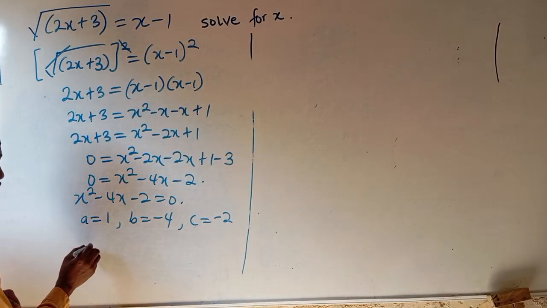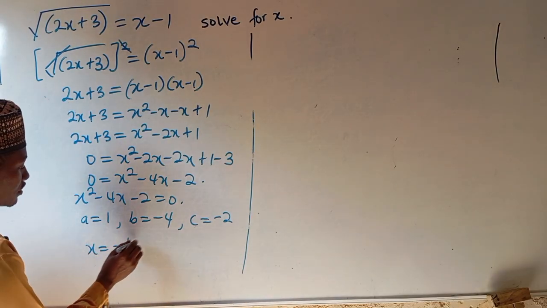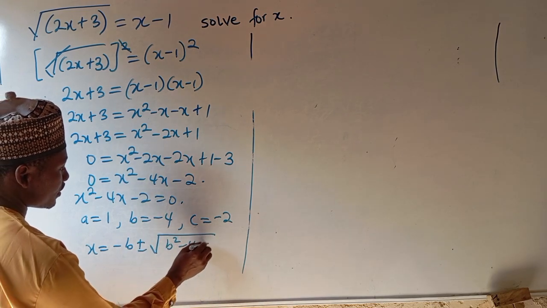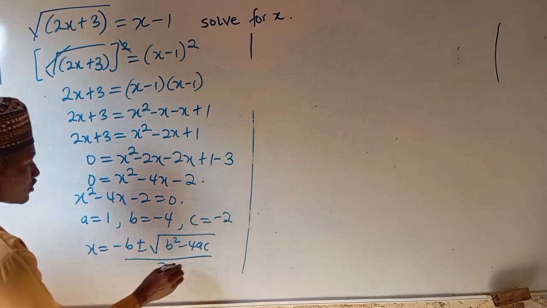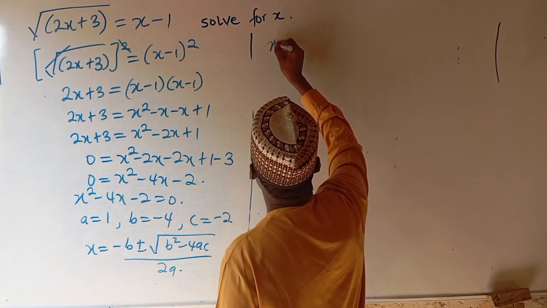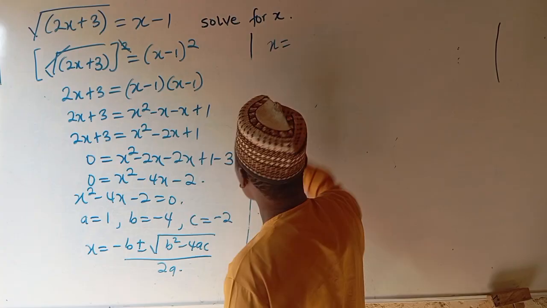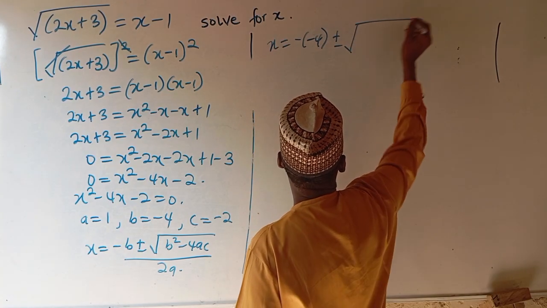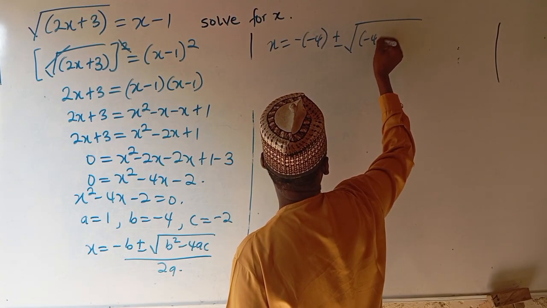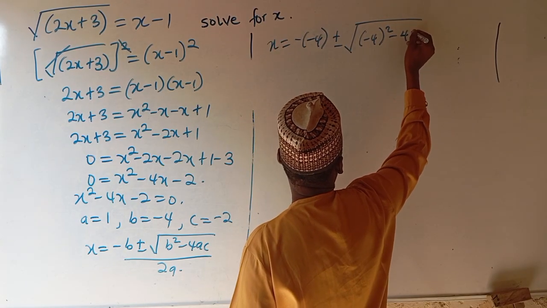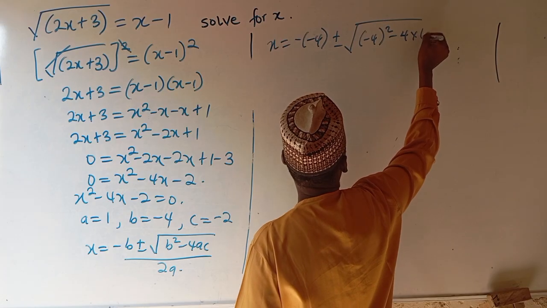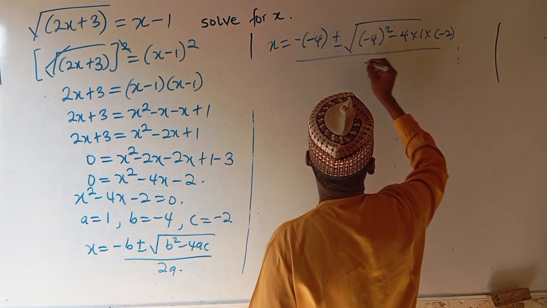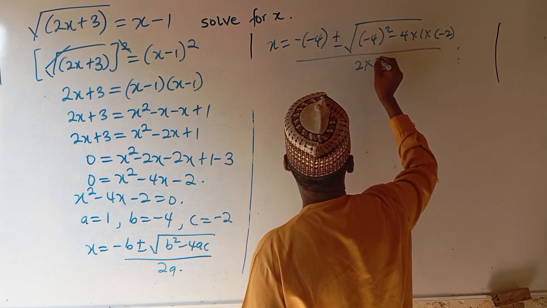So from here, I will use my formula: x equals minus b plus or minus the square root of b squared minus 4ac, all over 2a. So I will put x equals, my b is minus 4, which is minus minus 4, plus or minus the square root of minus 4 squared minus 4 times 1, which is a, multiplied by c, which is minus 2, then all over 2 multiplied by a, which is 1.